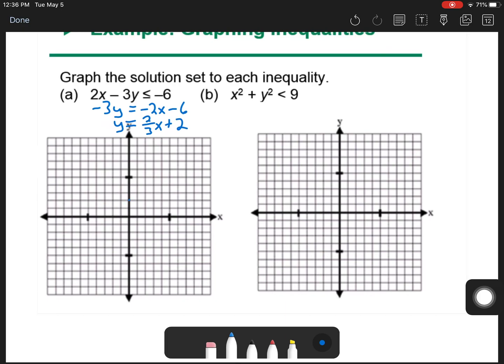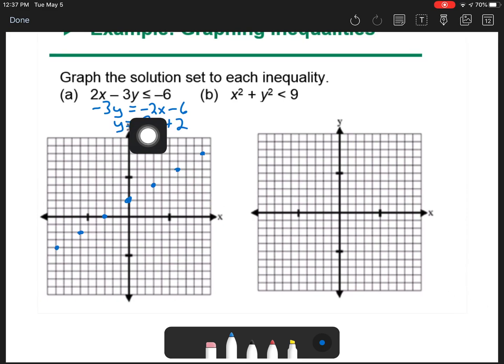Okay, so my y-intercept is 2. I'm going to start with a dot there. The slope is 2/3, so up 2 over 3. My next dot would be here. Up 2 and over 3, or I could go down 2 and left 3. All right, so that's pretty good.